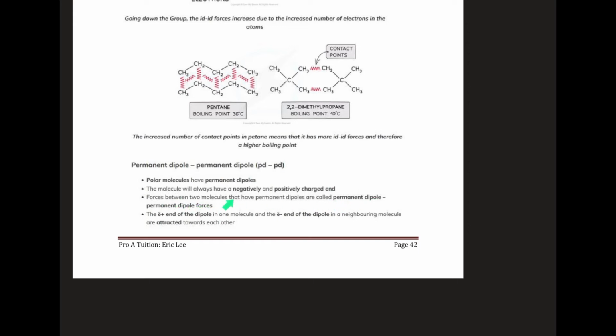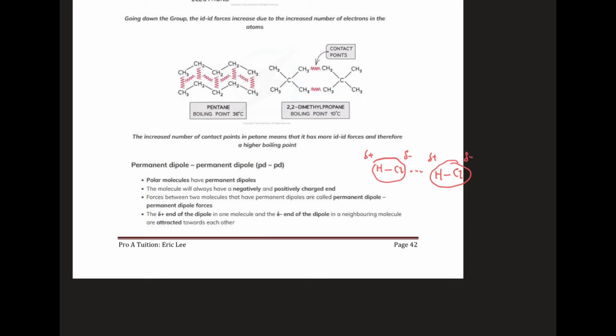So the forces between the molecules that have permanent dipole are called permanent dipole forces. And what happens is the delta positive will attract the delta negative end of a neighboring molecule. So for example, let's say HCl. Here delta negative, here delta positive. So it attracts with another HCl. Delta positive, delta negative. So it attracts here. And the attraction is permanent. That means 24 hours attracting.